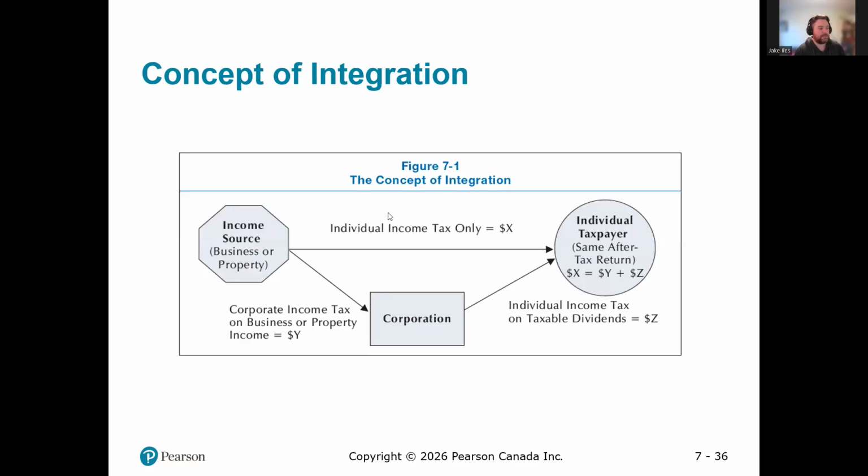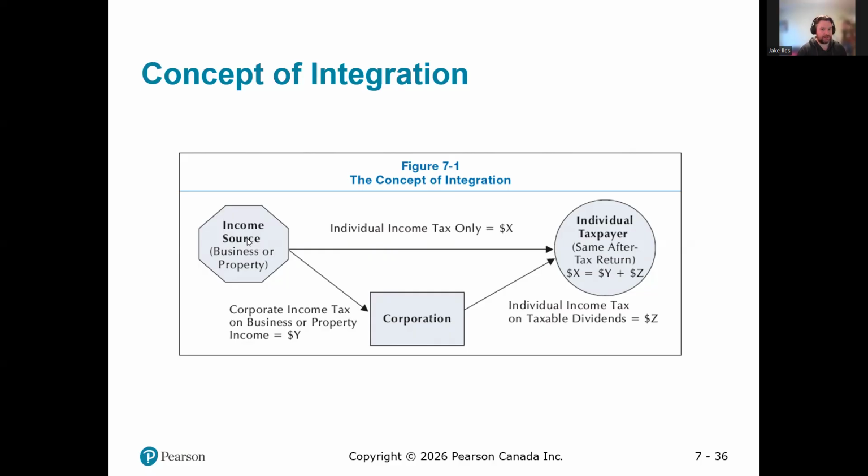So this is an image that's supposed to show the concept of integration. If there's an income source, if you earn it personally, you're left with a certain amount of money. If you earn it through a corporation, you should still be left with functionally the same after-tax return. That only occurs in perfect integration. So mathematically, there is a tax rate and a dividend tax credit rate that should perfectly balance these two paths. In practicality, we don't really have perfect integration, but the concept still applies.